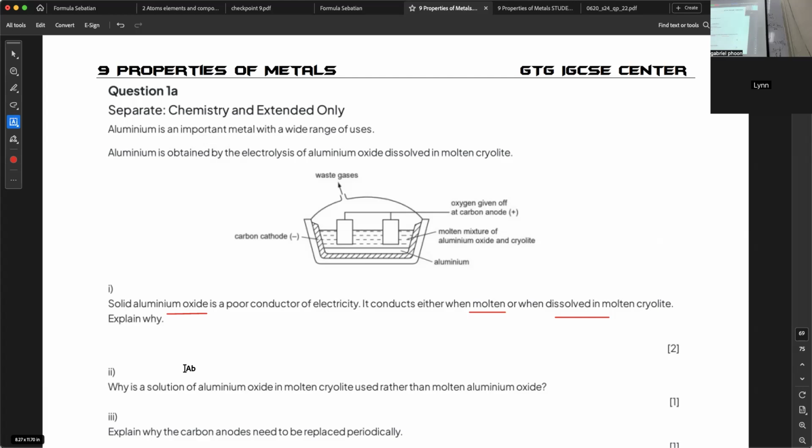You can refer to the book. These are all in the notes. Everything.